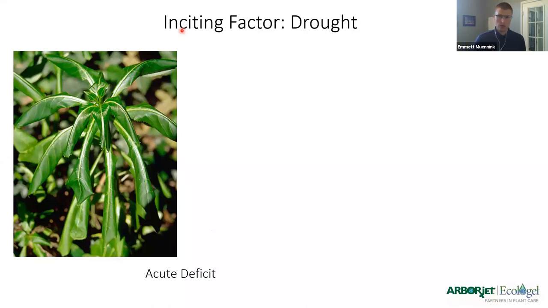Drought can actually happen every single day. If any of you garden, you grow peppers or tomatoes, you've seen acute drought deficit. That's when you get home from work in the afternoon and look at your plants and they look sad and droopy like this plant here in the picture. That's called acute deficit. So what you do at that point is you pull the hose out and you water your garden. And when you come back out the next morning, everything looks great like it never happened.